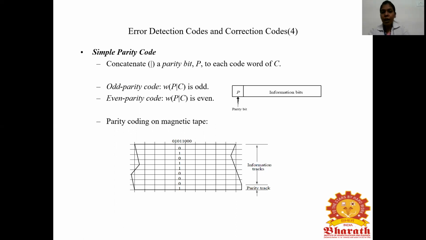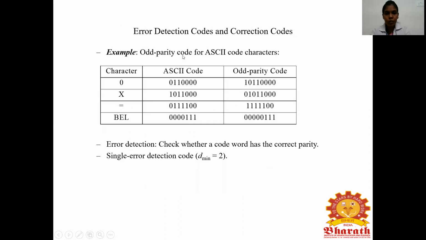If the number of ones present in the code is already odd, no problem for the odd parity code, so it will set the parity bit as 0. Let me tell you, this is the ASCII code. Okay, we'll see this one. If we count the number of ones, that is 3. 3 is an odd number and it is an odd parity code.